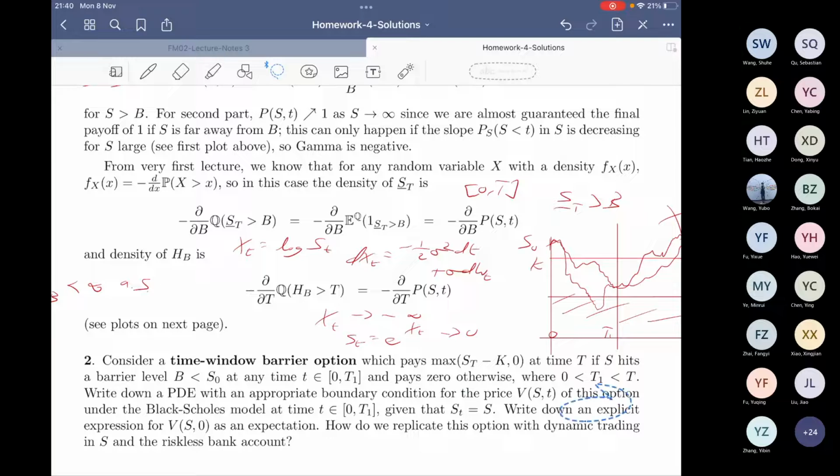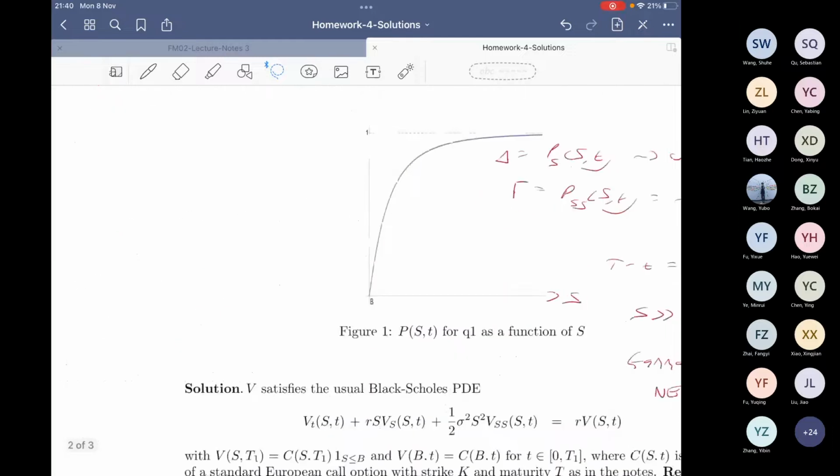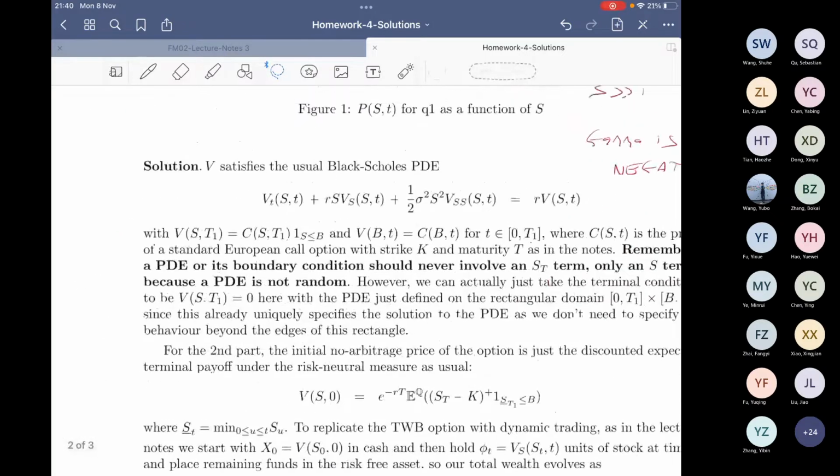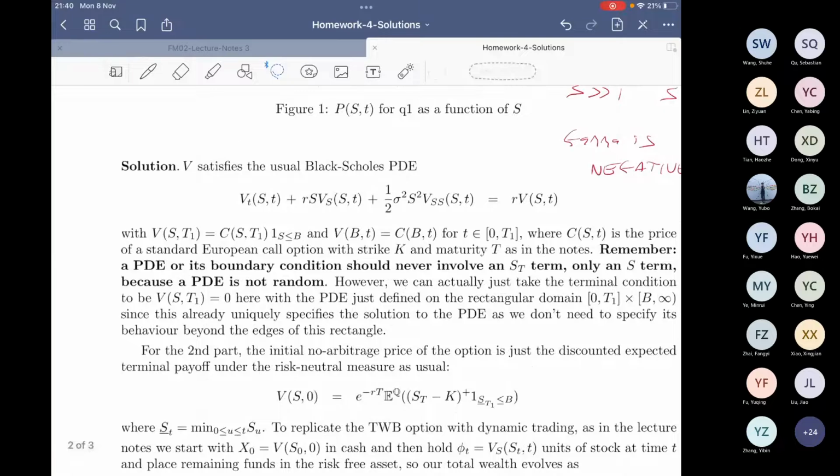And then it says write down an explicit expression for V(S, 0) as an expectation, and something about replicating the option, but we can get to that. So all the options that we consider will always satisfy the Black-Scholes PDE. So that's fine. If you're asked to do that in the exam, that's some easy marks. The hard part is what are the boundary conditions.